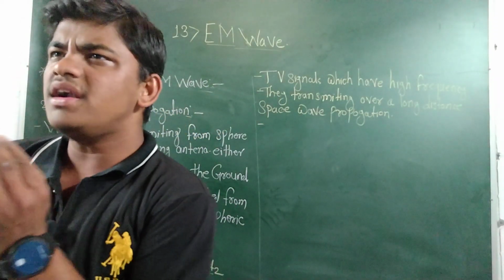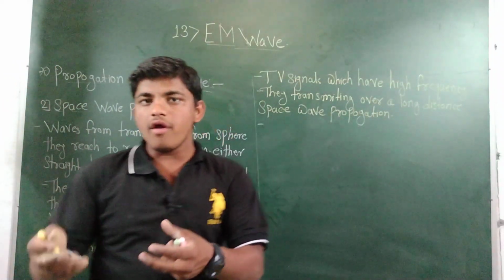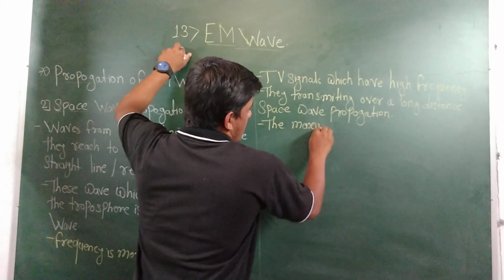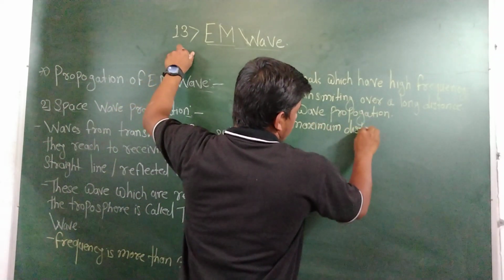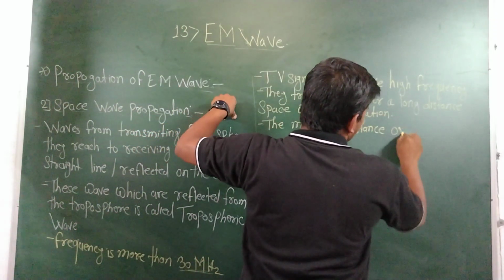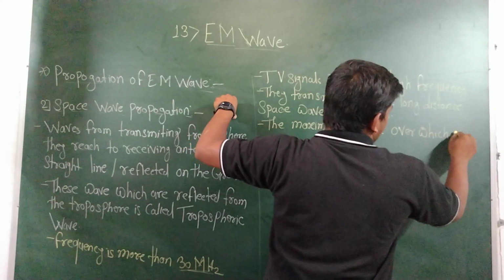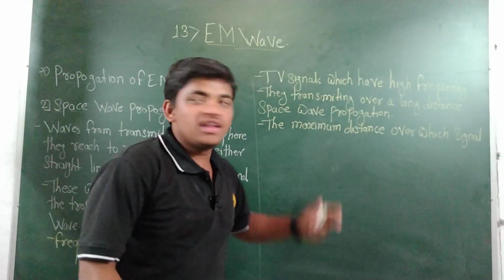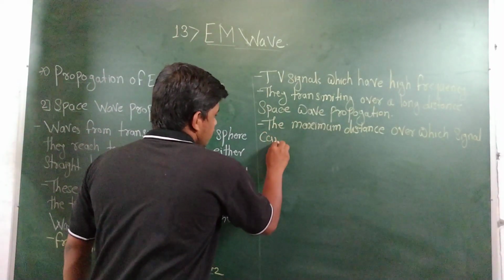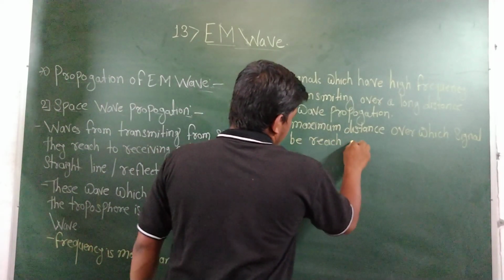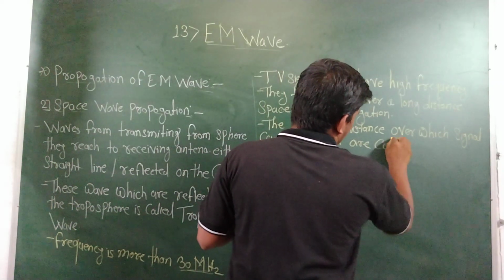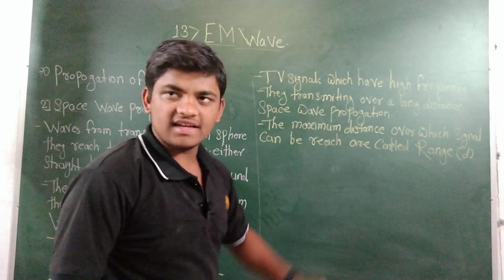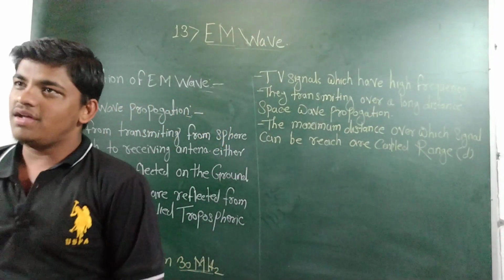The next point: the maximum distance over which the waves will reach, or the maximum distance over which the signal can be reached, is called range, and the range will be denoted by d. D is the maximum distance which will be reached by the waves.